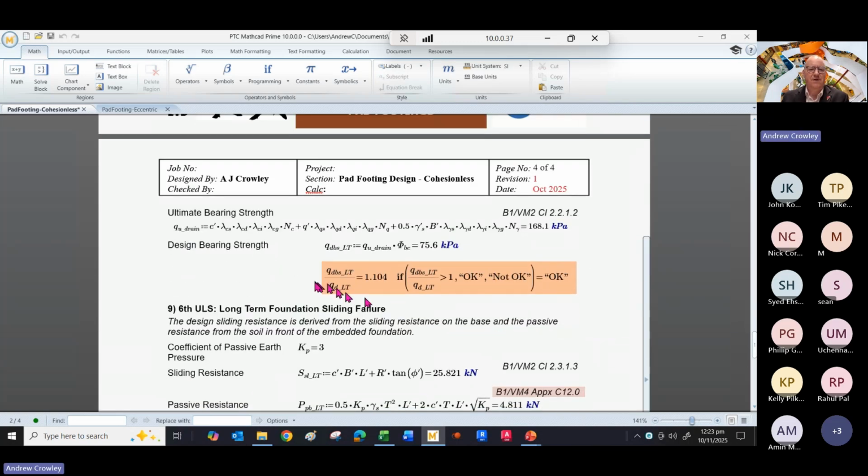So then we get to this very long equation, which is given in the code, and you add up all of those numbers and multiply all those factors together, and you get an ultimate bearing strength of 168.1 kPa, which gives you a design bearing strength of 75. Note this is significantly lower than a good ground value. Our capacity divided by our applied load is greater than 1, so we're okay.